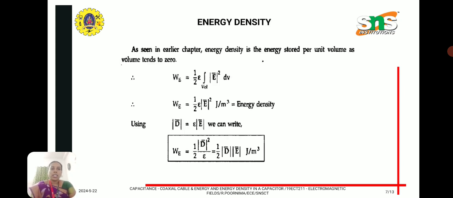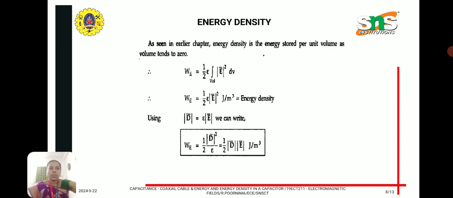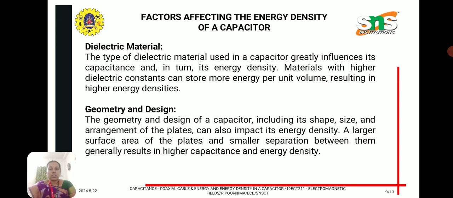For energy density, it is the energy stored per unit volume. Previously we calculated the energy stored in the capacitor, so the energy density is 1 by 2 integral of D into E joules per meter cube. Now we are discussing the factors affecting the energy density of the capacitor.